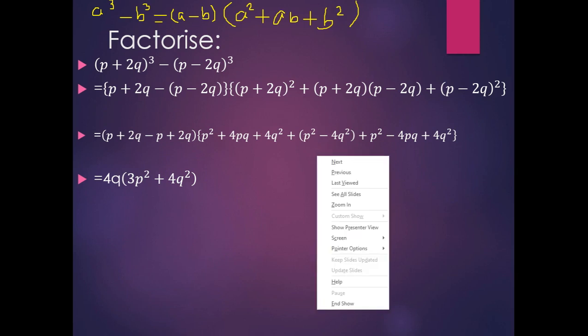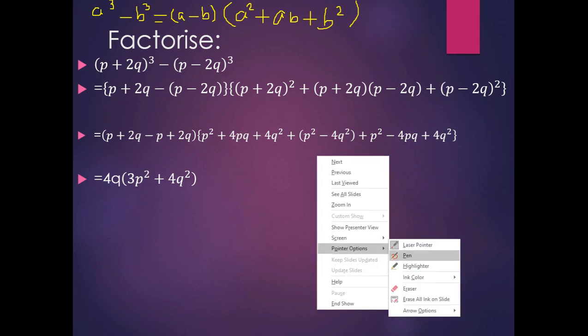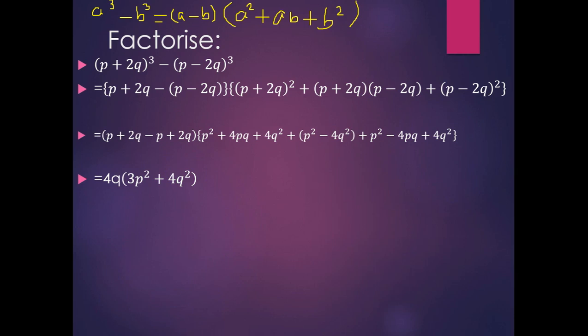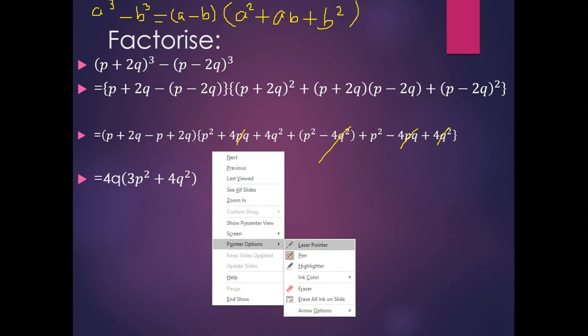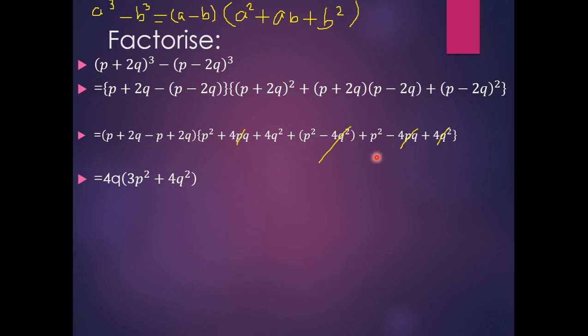What remains, I will write here. Alright, so here this plus 4pq and then minus 4pq can be cancelled, and this plus 4q square can be cancelled with minus 4q square, and so what remains is this p square plus p square plus p square is 3p square, and 4q square is also left. Okay, so these are our required factors.